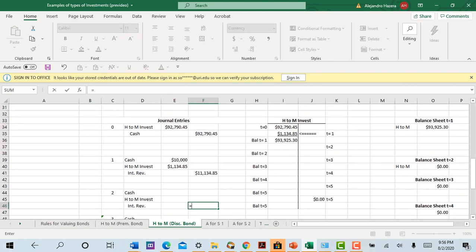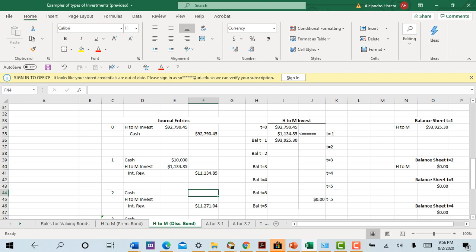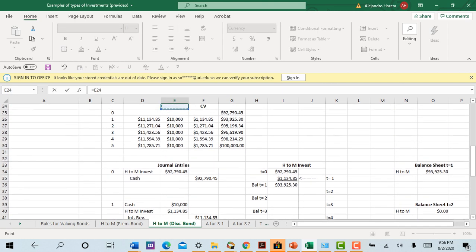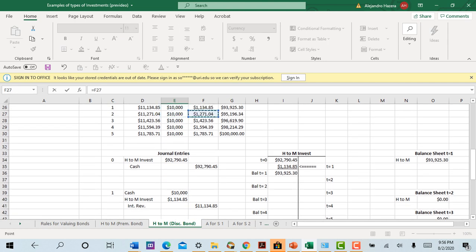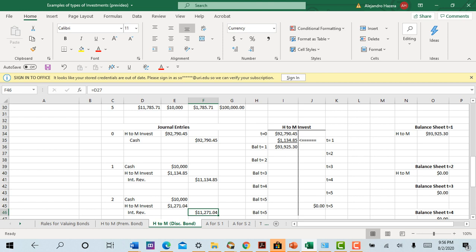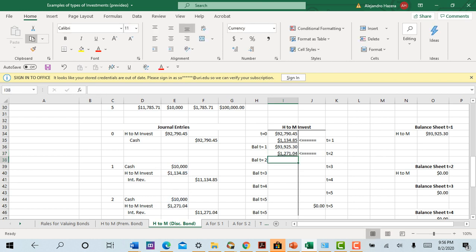Then we come down to interest revenue. Interest revenue for year 2 is $11,271. Our cash is going to be the same because you get the same amount of cash every year. And then the debit to the asset account is $11,271. That debit will be posted. I'll go ahead and copy this down. This is an entry at t equal to 2, so that debit will be posted right there. And so the new balance at t equal to 2 is $93,925 plus $1,271. That gives you $95,196, which is also what's going to show up on your balance sheet right there.